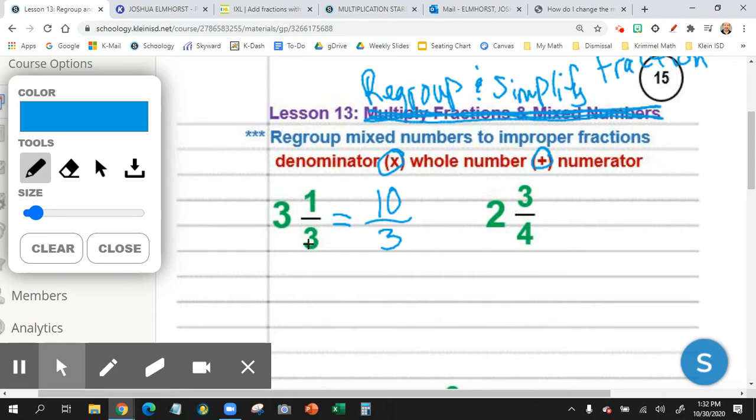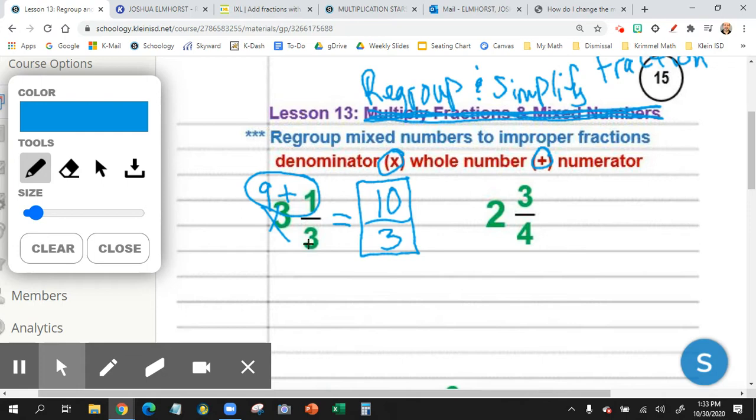So we have to be able to change a mixed number back into an improper fraction. And today we're also going to take the improper fraction and change that back into a mixed number. Just a real quick recap: 3 times 3 is 9, and then 9 plus 1 will give us 10, and we are done regrouping. So this number is equal to 10/3.